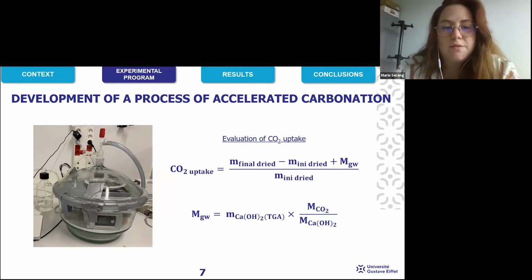So we know that during carbonation, 1 mole of Portlandite produces 1 mole of water. So the mass of Portlandite is determined by TGA analysis, and the factor mGW is evaluated by the mass of carbonated Portlandite and the molar ratio between CO2 and Portlandite.